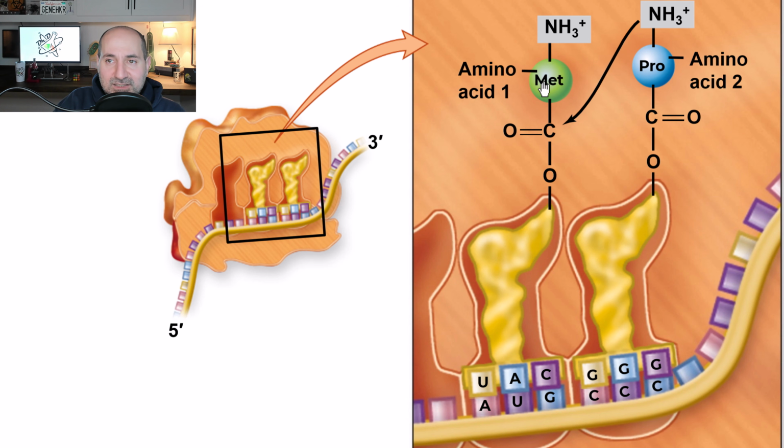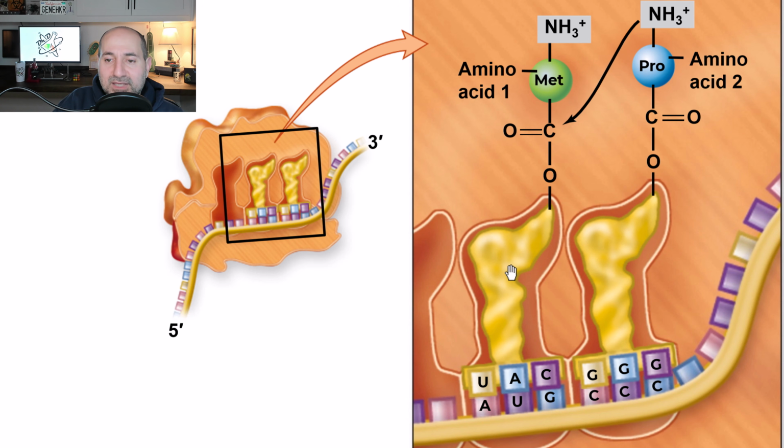Don't I have to link this amino acid to that amino acid? So imagine if I have scissors and I cut the amino acid methionine away from this initiator tRNA. So I hydrolyze this bond, right? I hydrolyze this bond right here. And then I make a bond between this carboxyl group and the amino group on the proline.